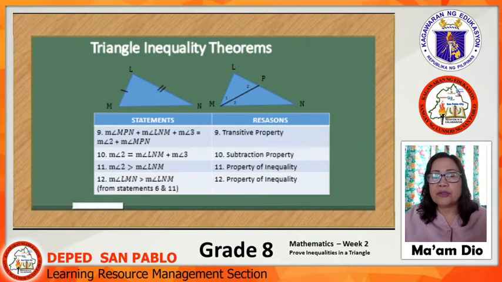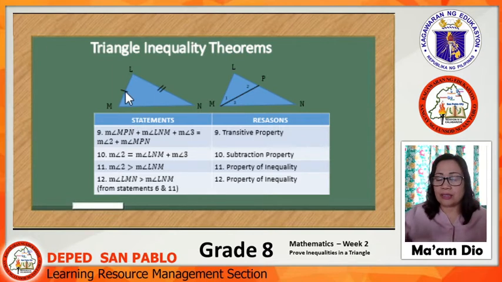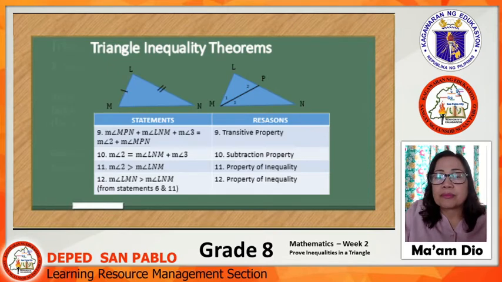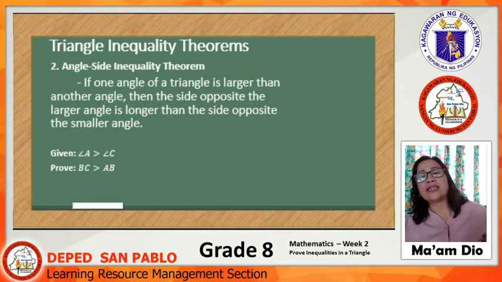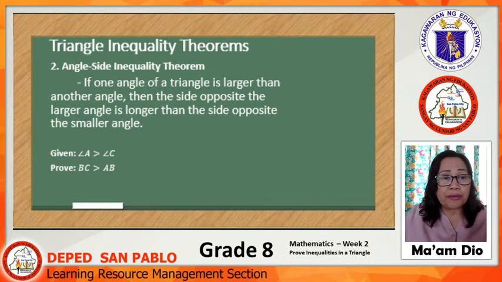Now, finally, we have already proven that our angle LMN is greater than the measure of angle LNM because the side opposite angle LMN, which is LN, is longer than the side opposite our angle LNM, which is LM. So we have already proven our first example. Okay, now let's proceed to the second triangle inequality theorem.